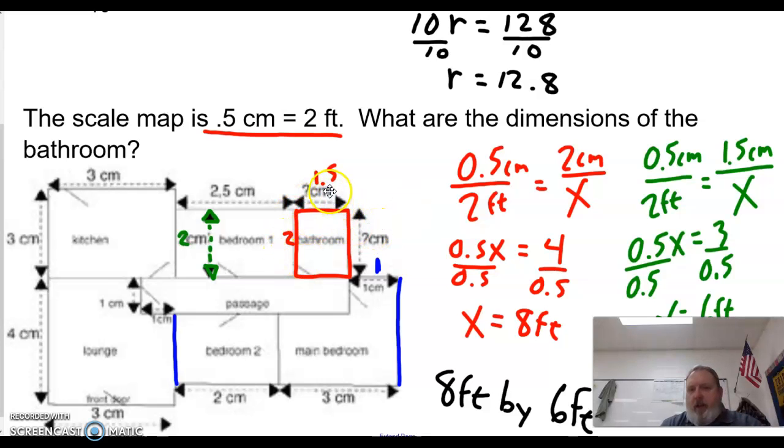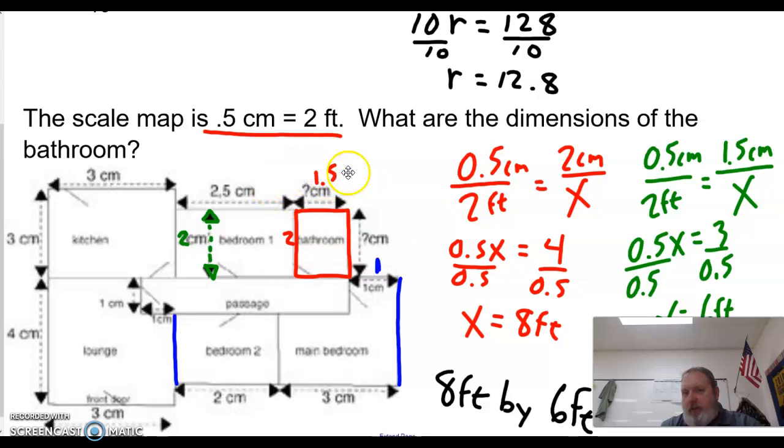So what we have to do then is figure out how many feet each of these is. So we know that the scale is half a centimeter to 2 feet. We know that this length right here is 2 centimeters. So we want to figure out how many feet that is in real life. So we'll cross multiply 0.5x equal to 4. This is really 8 feet.